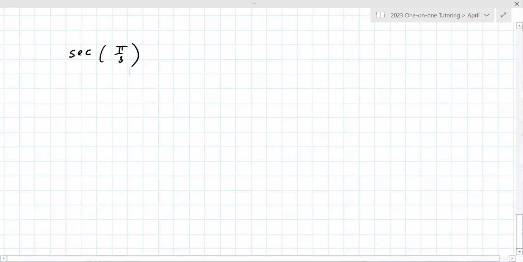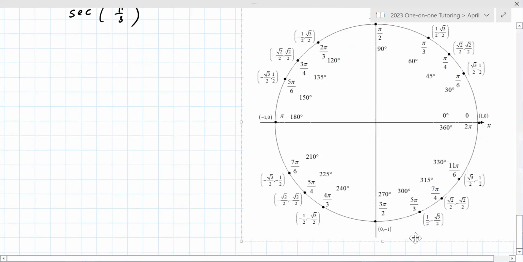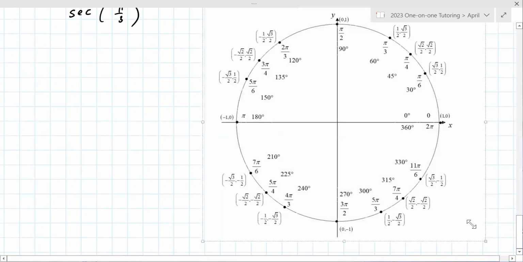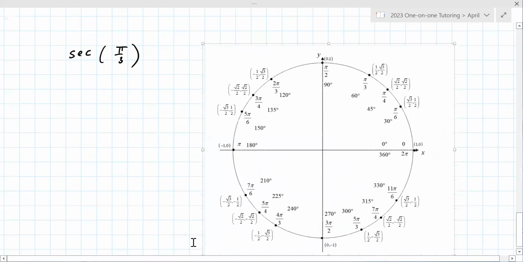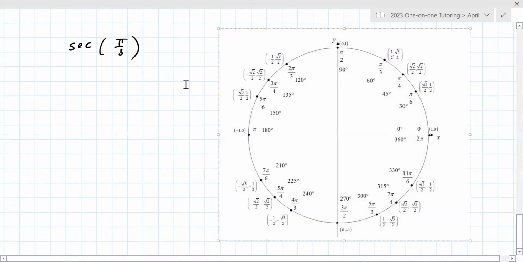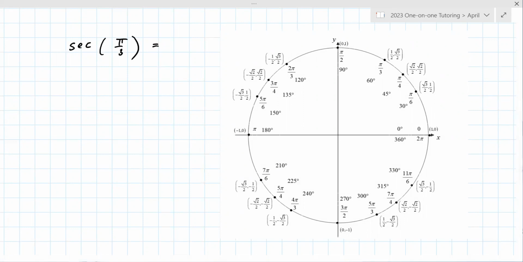Okay. And do you have a unit circle up, or do you want me to keep snipping it in for these problems here? If you could just snip it in, that'd be helpful. Sounds good. All right, I'm going to just resize this just a tiny bit so we can see it. So the secant is 1 over the cosine.